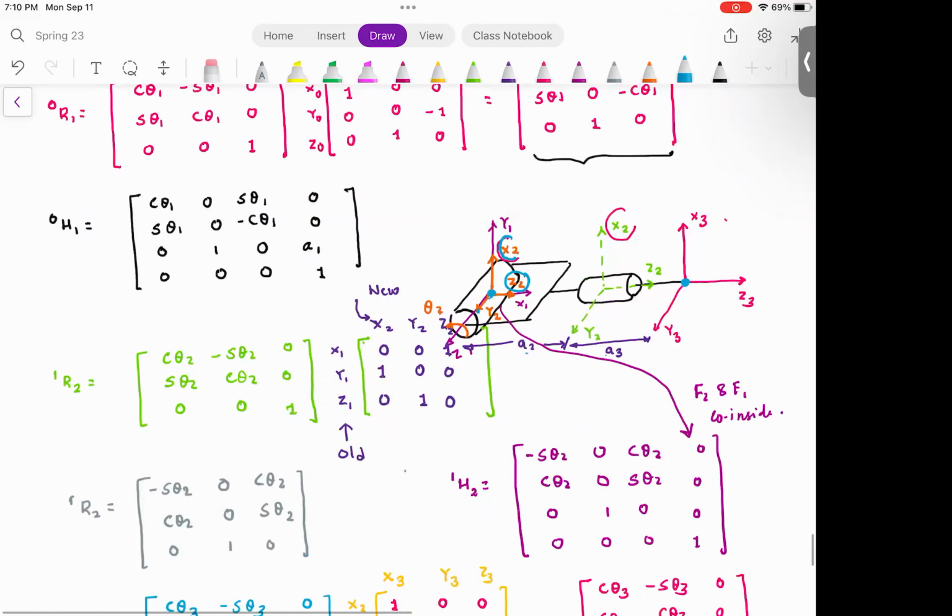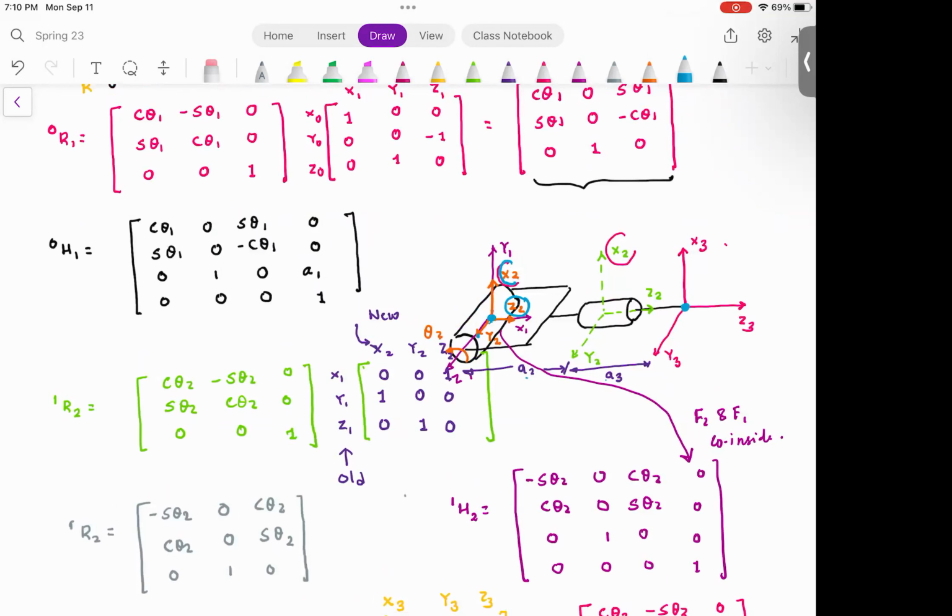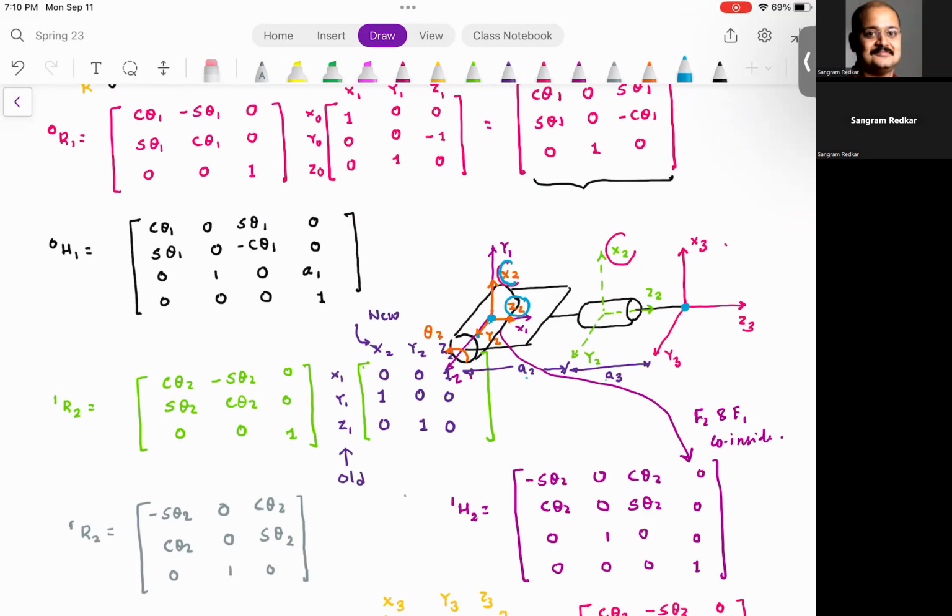Ideally, I should, let me see. I have the solution, but I would like to solve this with MATLAB. So let me open MATLAB.